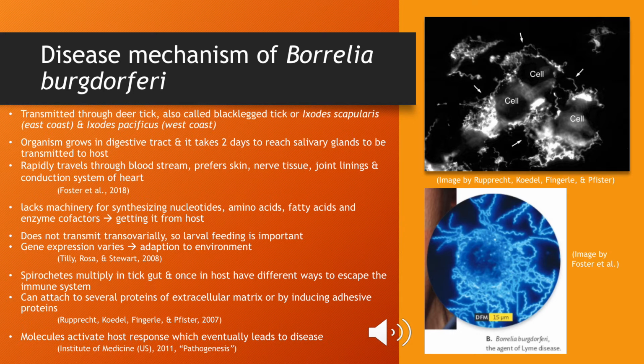So basically, the tick attaches, cuts through the skin, and then starts feeding. And if Borrelia burgdorferi is present in the tick, it will wander from the gut to the salivary glands and then into the host, for example, the human. At the same time, the tick secretes anesthetic-like substances that numb the area, and therefore the bite is often not felt. Once inside the host, it rapidly travels through the bloodstream, and it does prefer the skin, the nerve tissue, the joint linings, and the conduction system of the heart.